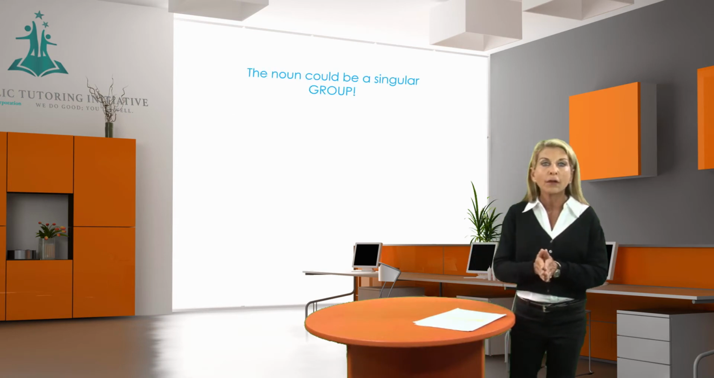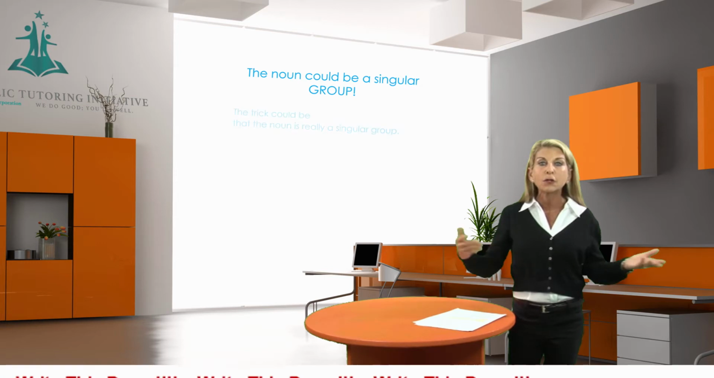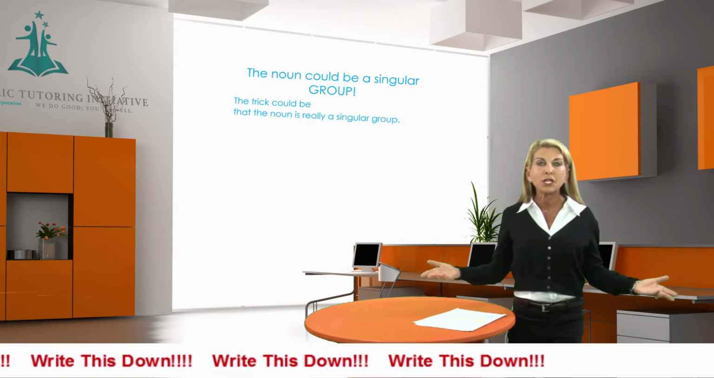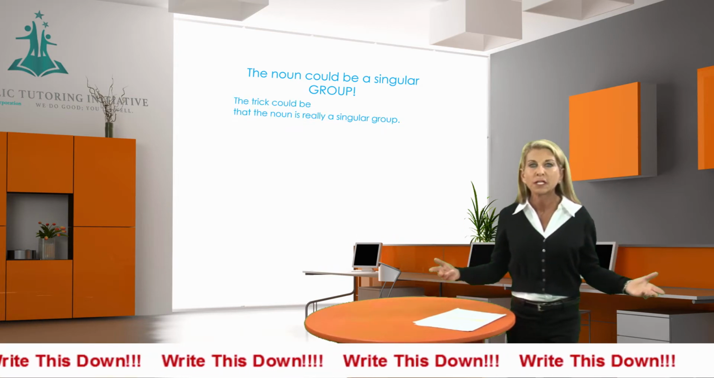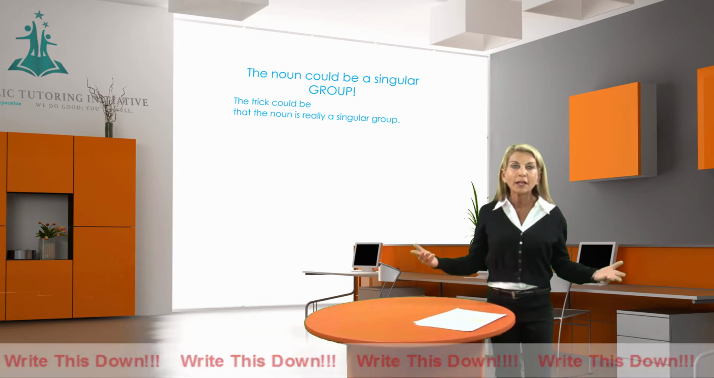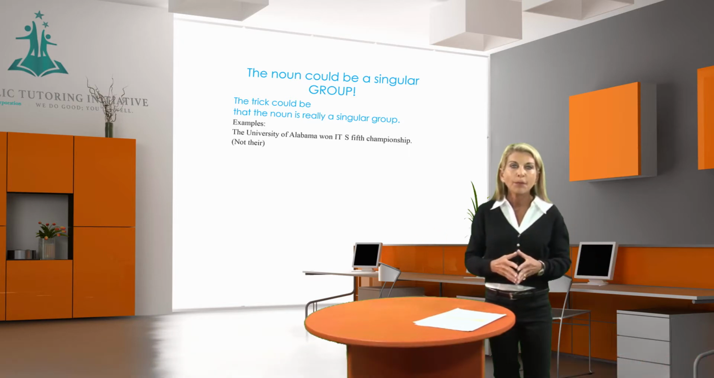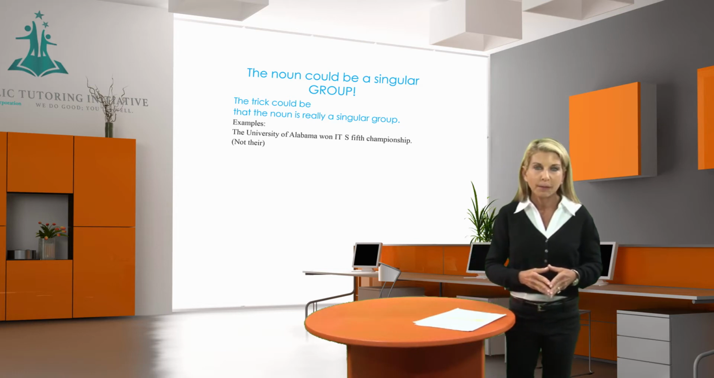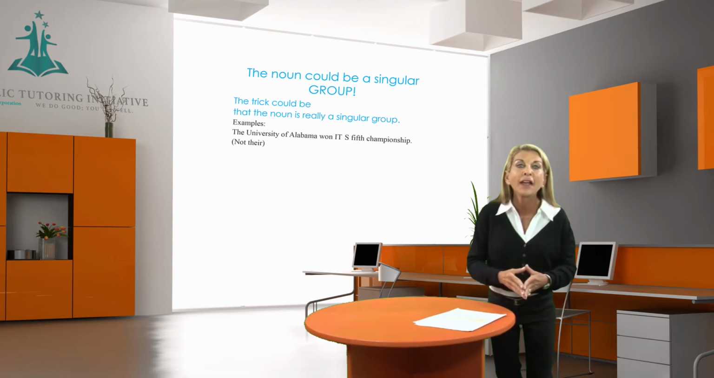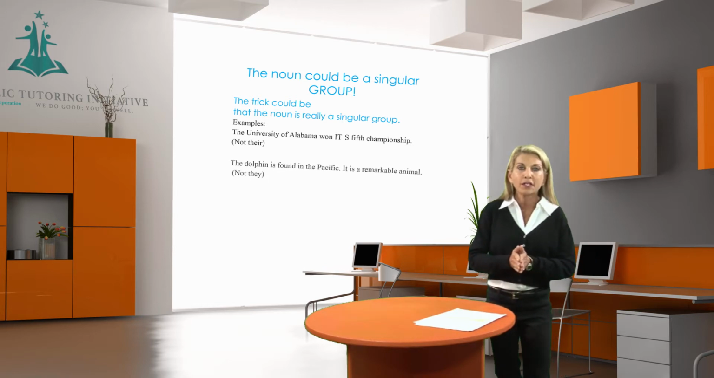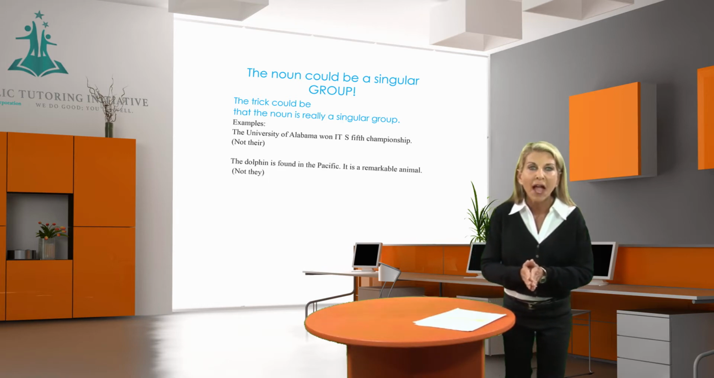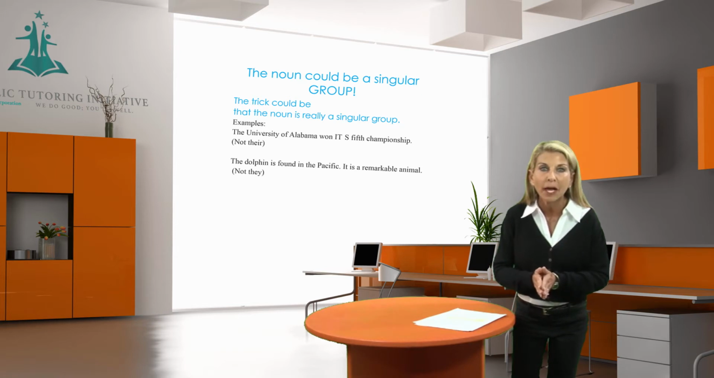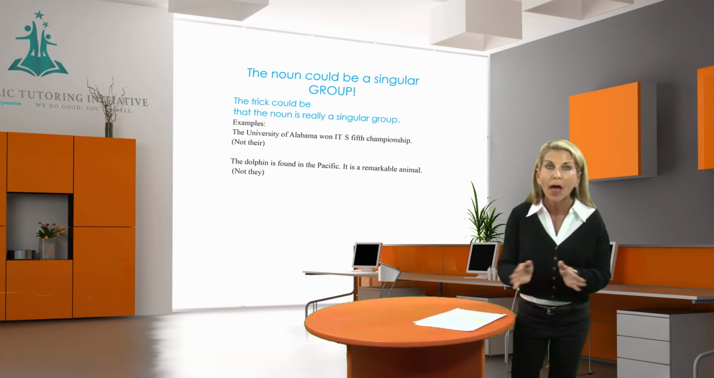Most commonly, the ACT gives you a singular noun that most people would think of as plural, like a school or an animal species. They love that for some weird reason. Or the word audience or collection. Here's an example. The University of Alabama won its 5th championship. Oh, maybe I should say the Ohio State. Not there, okay? Or here's another example. The dolphin is found in the Pacific. Okay, it is a remarkable animal, not they.